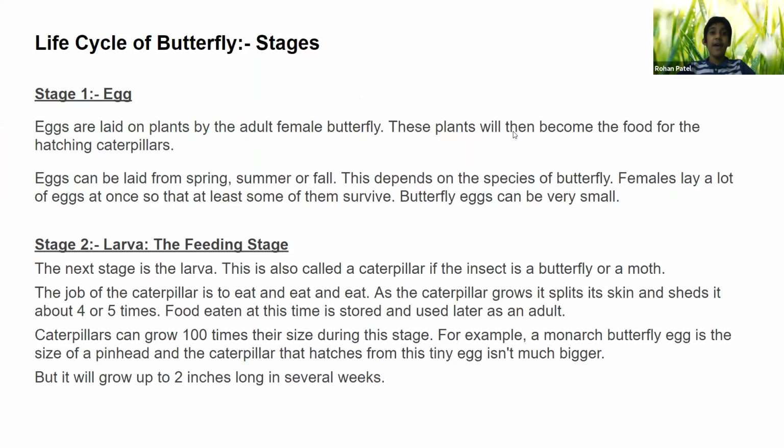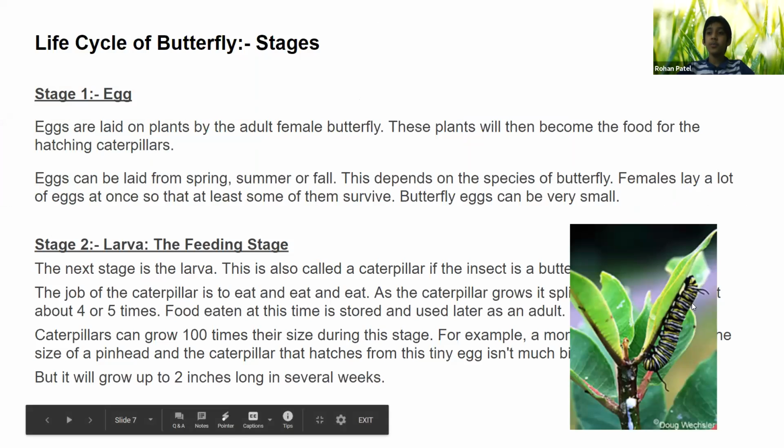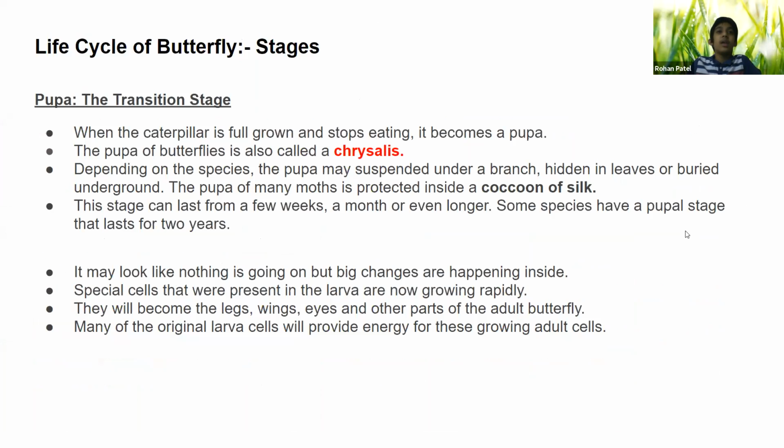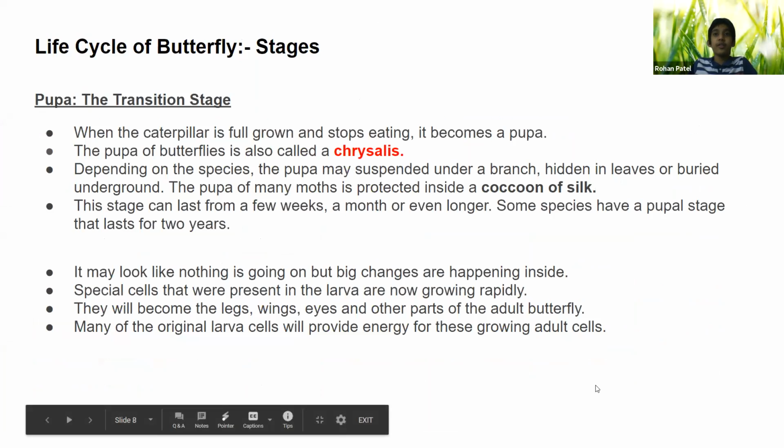So that was our egg. And this is what a caterpillar will be. It usually starts off super tiny, but then eventually can grow up to inches long. Then we have the pupa, which is the transition stage, which is the chrysalis. So when the caterpillar is full grown and stops eating, it becomes a pupa. The pupa of butterflies is also called the chrysalis.